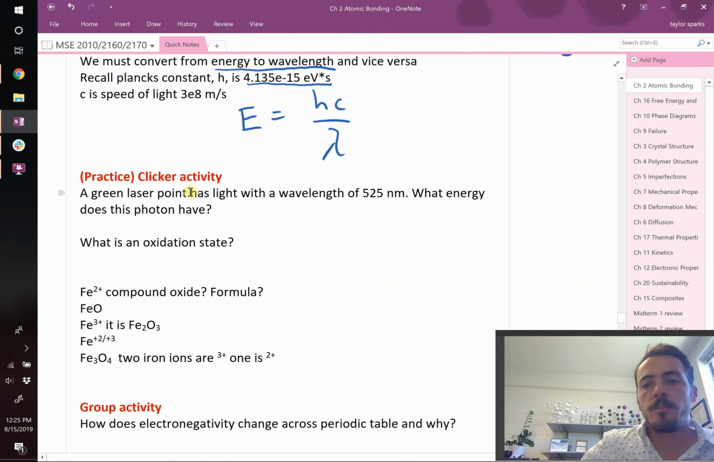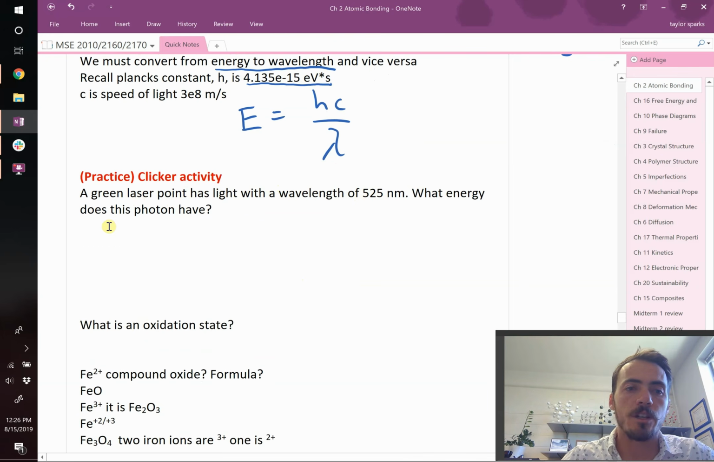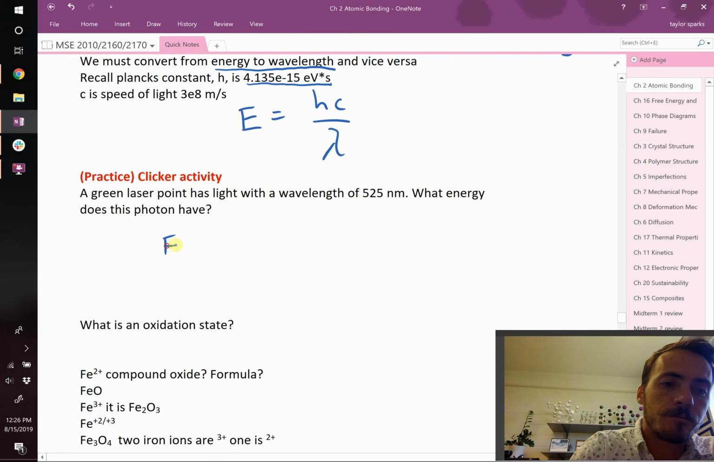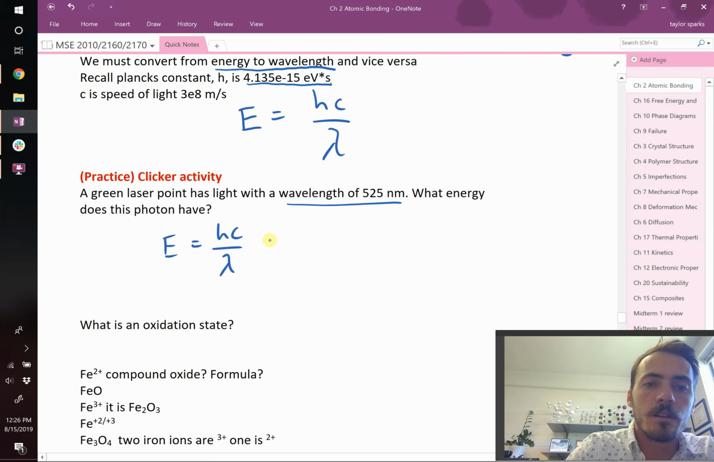I would say the following. A green laser pointer has a light with a wavelength of 525 nanometers. What energy does this photon have? So how do you figure out the energy of that photon? Well, we're going to use our equation. We know that E equals hc over lambda, and we're given lambda, because we're given a wavelength. So we're going to write this out.